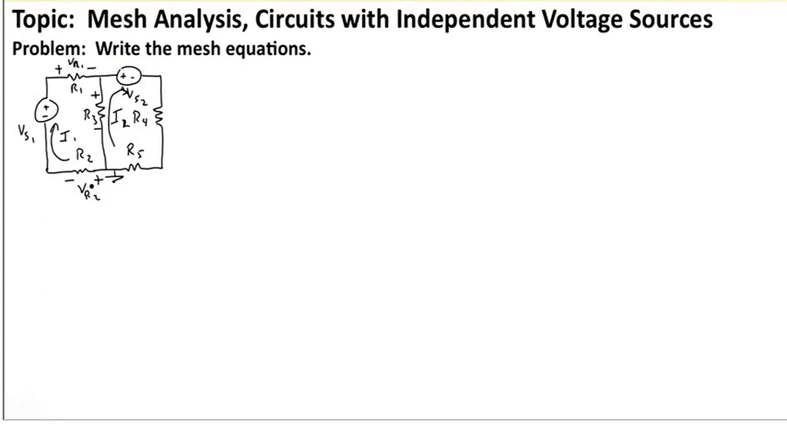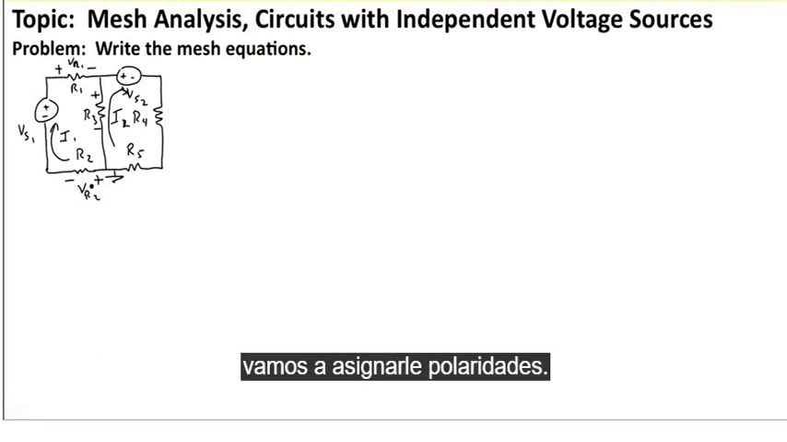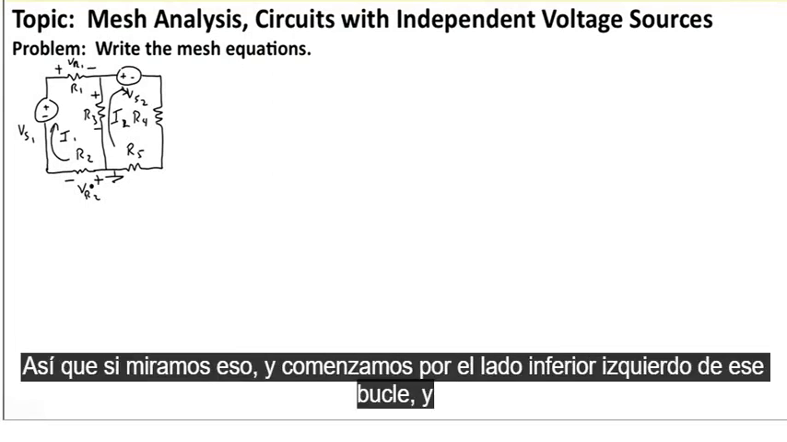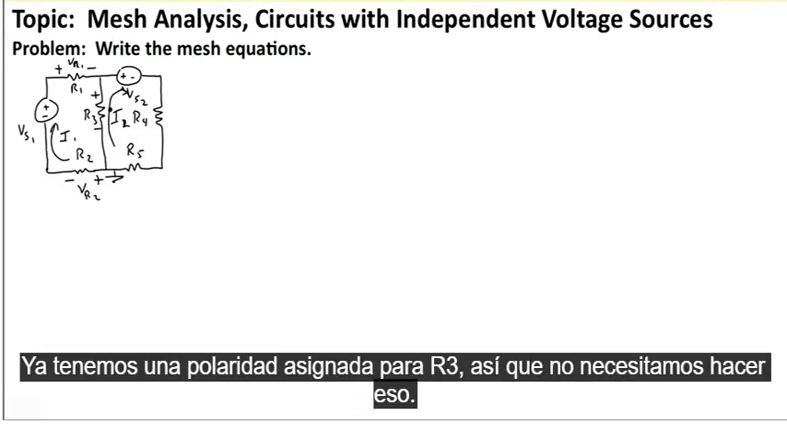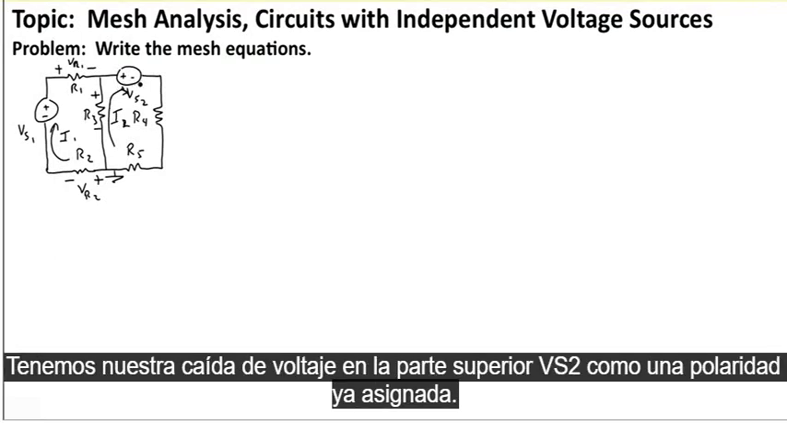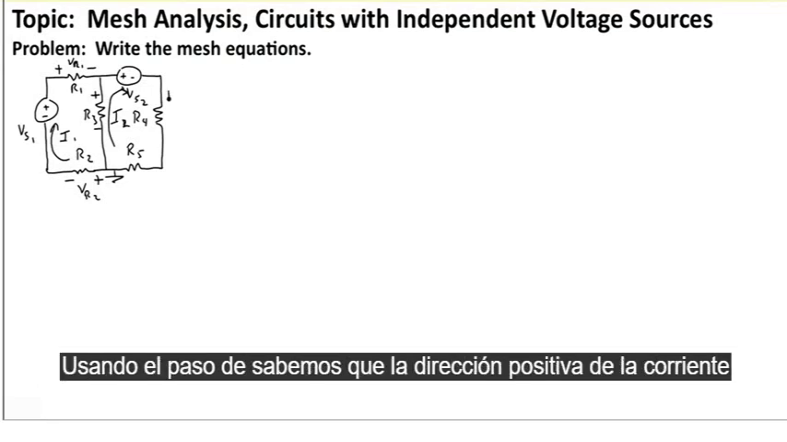Okay. So now we're going to turn to the right-hand loop, and we're going to assign polarities for it. If we look at that, starting at the lower left-hand side of that loop and going around the loop, we already have a polarity assigned for R3, so we don't need to do that. Now going up to the 6 kilo resistor, we have our voltage drop at the top, negative polarity first.